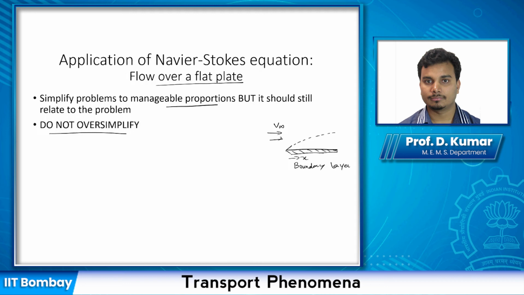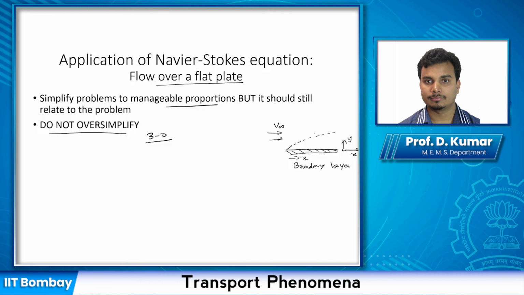So here, for example, let's say your Navier-Stokes equations is in 3D. The first assumption you can make is that the important dimensions are x and y. The z width of the plate is not as important. So x and y.